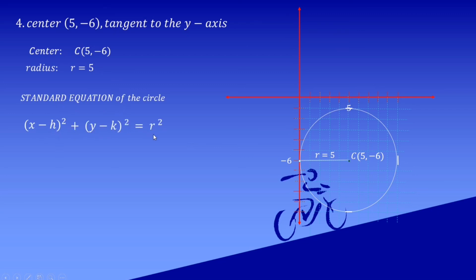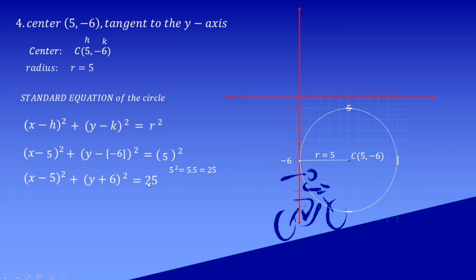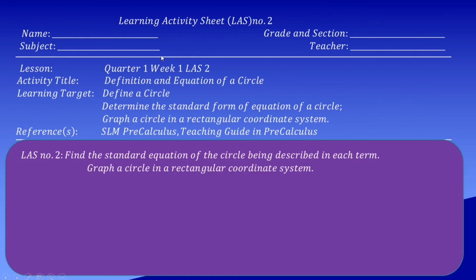So, we have the standard equation of a circle here. Given the center is 5 and negative 6, our h is 5 and k is negative 6. Then, our radius r is 5. Then, a quantity of x minus 5 squared, then plus, negative times negative is positive, y plus 6 squared, then 5 squared is 25. So, yan ang ating standard equation, given the center 5 and negative 6 tangent to the y-axis.